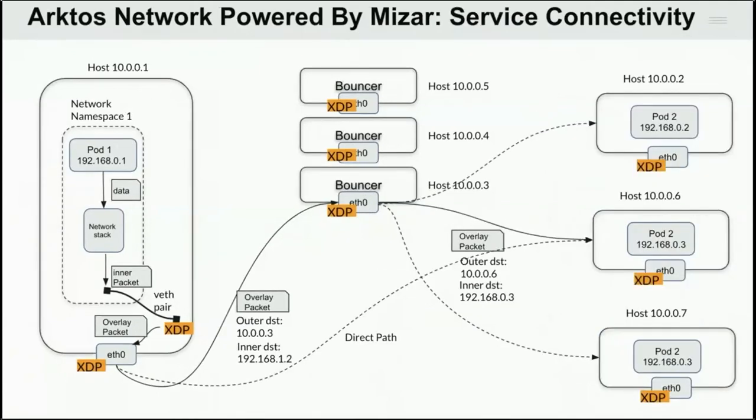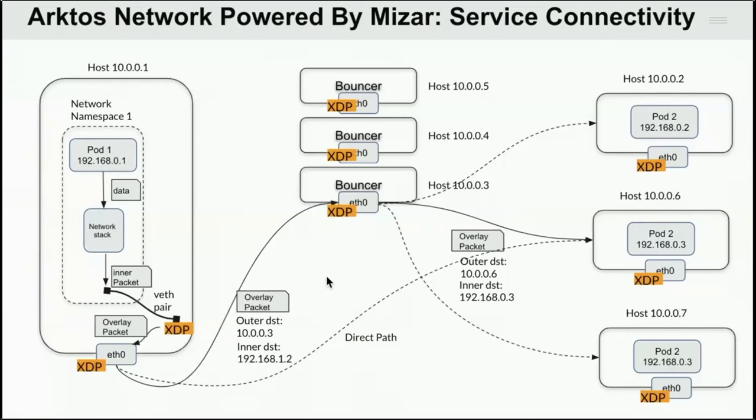The last part is about the pod to service connectivity. In Kubernetes or in Arktos, a service is like a load balancer. It provides a stable service IP to a dynamic backend pod pool, so you don't have to use the dynamic pod IP directly. You can use this stable service IP.